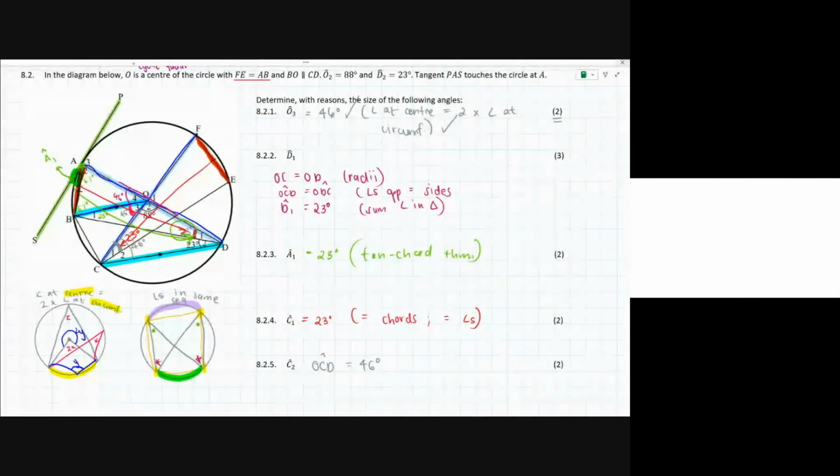Or just bear in mind, you do actually have parallel lines. If you look at your parallel lines, it creates a zigzag, and so this angle is equal to that angle of 46 that we found earlier. Because we then know that C1 is equal to 23, we can just subtract the two. So I used alternate angles when I initially did this.